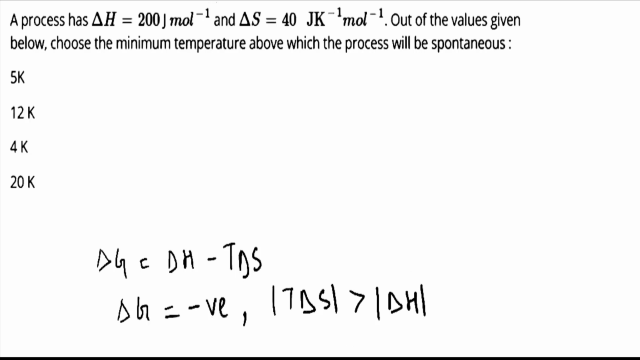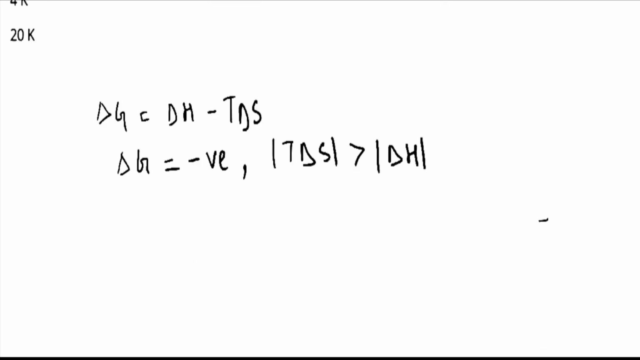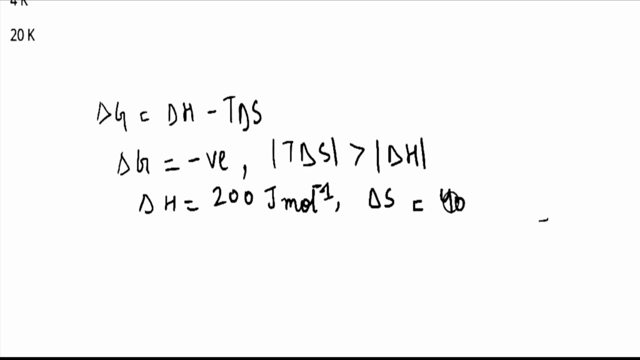In the question we have been given delta H and delta S, where delta H is equal to 200 joule per mole, this is per mole, joule per mole, and delta S equal to 40 joule per Kelvin per mole.